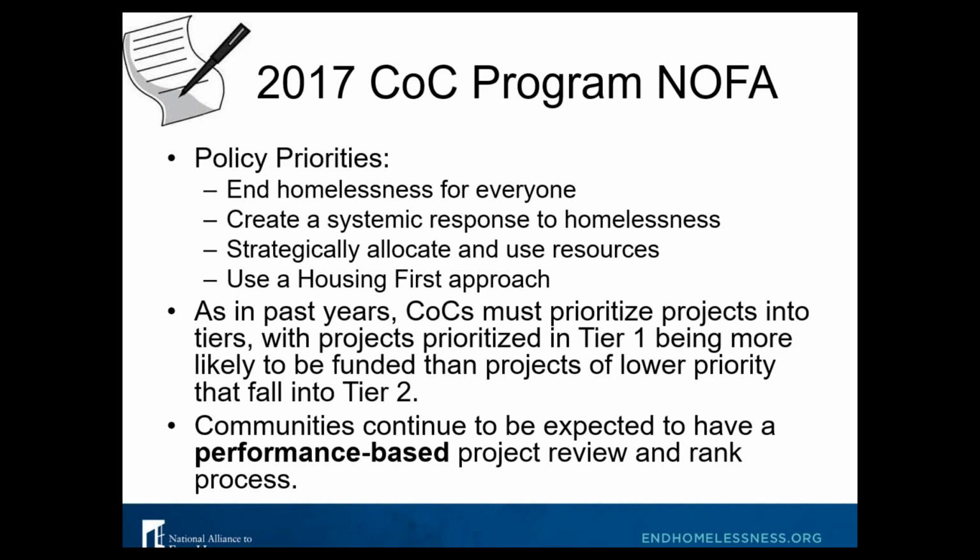So as in past years, CoCs must prioritize projects into tiers, with projects prioritized in Tier 1 being more likely to be funded than projects of lower priority that fall into Tier 2. We know this is a difficult process to figure out what goes into Tier 1 and Tier 2, so communities have to use a performance-based project review and rank process. In other words, it really has to be based on a very transparent and fair process that uses performance as the way of looking at each project.